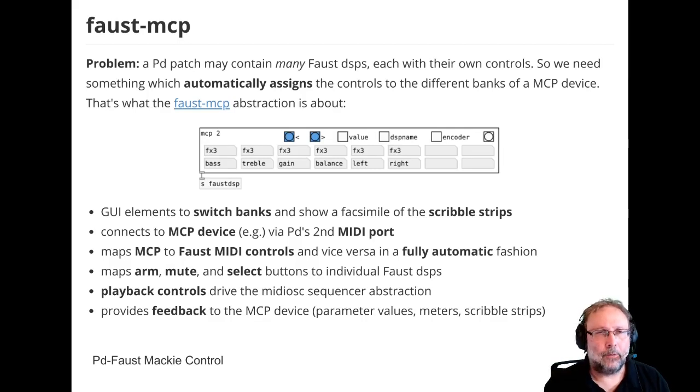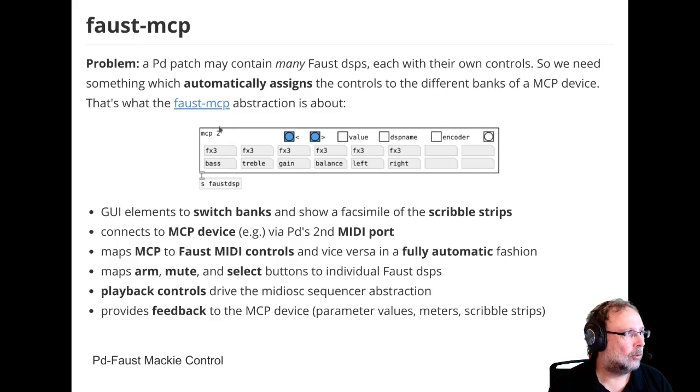The abstraction itself has a couple of GUI elements which allow you to do some basic manipulations right there in the patch. So you can switch banks there. And in particular, it also shows a facsimile of the scribble strips, in case your MCP device doesn't have scribble strips, you can see them there. And the rest of the operation of Faust-MCP is done behind the scenes. So it will connect to the MCP device on the MIDI port that you give it as an argument.